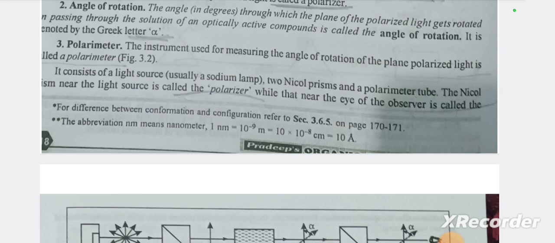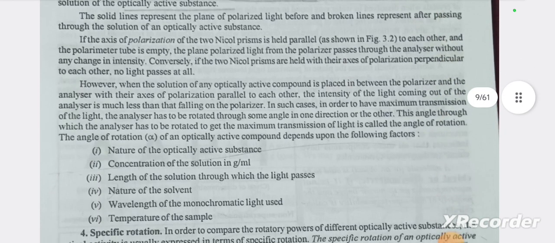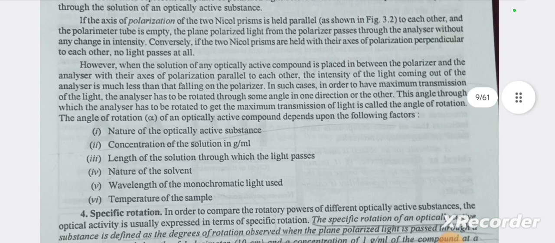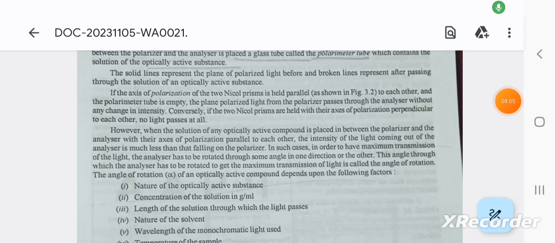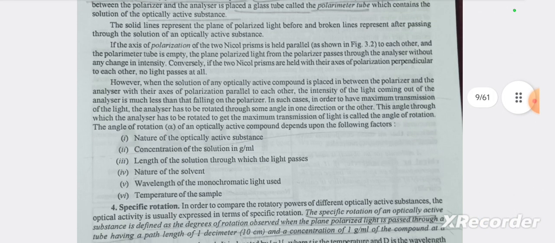Polarimeter. The instrument used for measuring the angle of rotation of plane polarized light is called a polarimeter. The solid lines represent the plane of polarized light before, and the broken lines represent after passing through the solution of an optically active substance. If the axes of polarization of the two nicol prisms are held parallel to each other and the polarimeter tube is empty, the plane polarized light from the polarizer passes through the analyzer without any change in intensity.